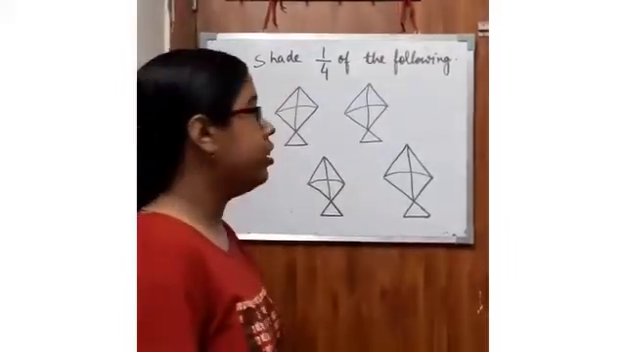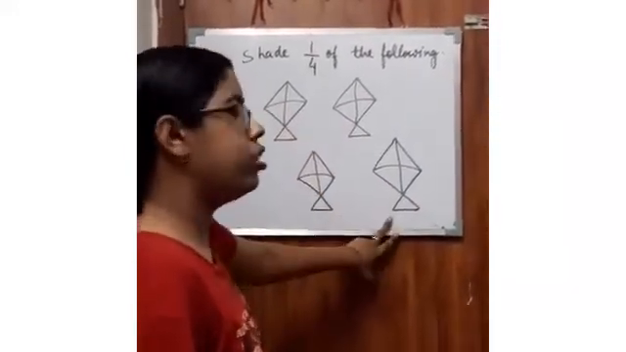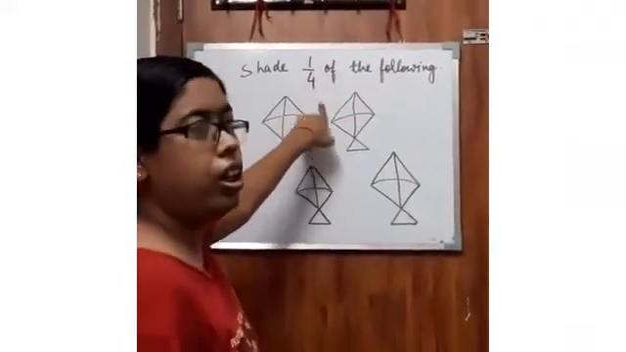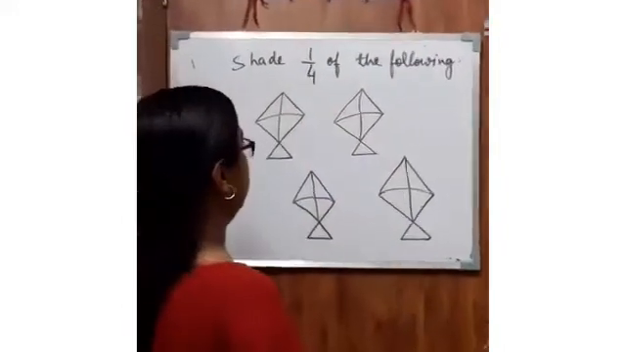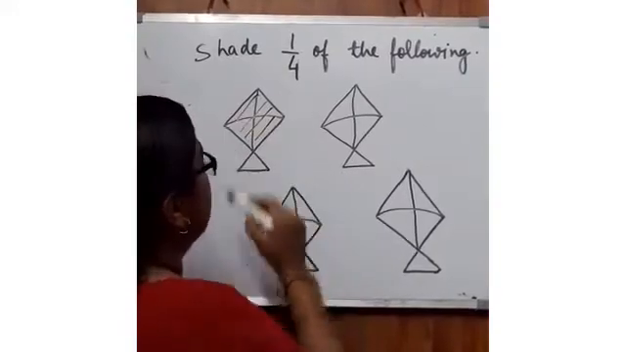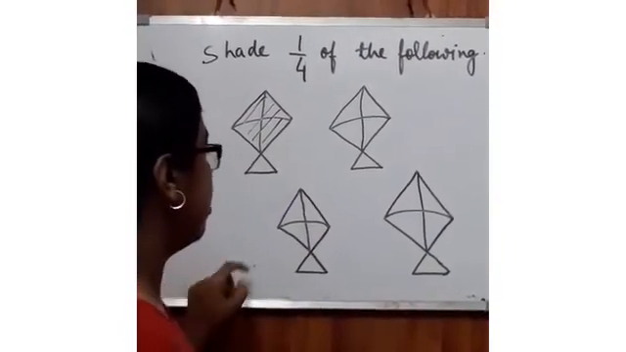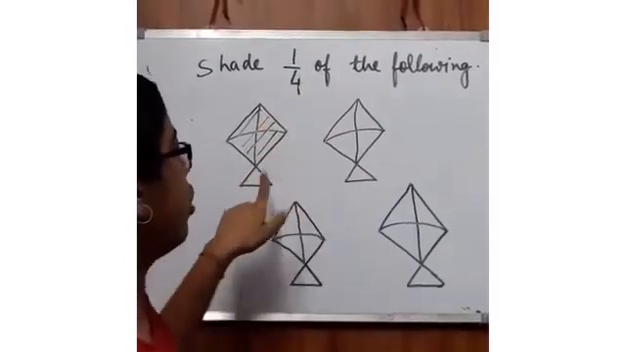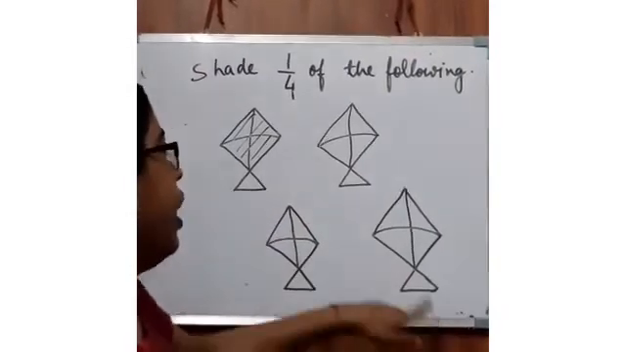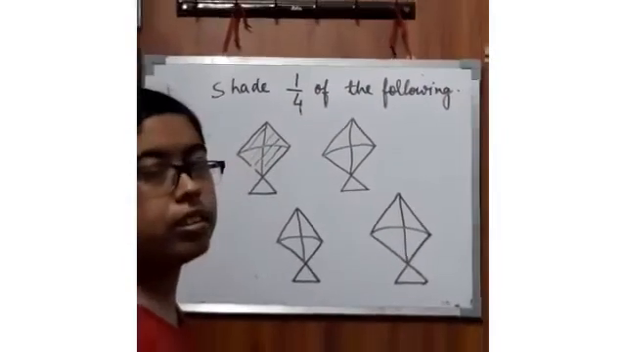Of the following. So, how many kites are there? 1, 2, 3, 4. And how many do I have to take? 1 out of 4. One kite. 4 means 4 equal groups: 1 in this group, 1 in this group, 1 in this group and 1 in this group. Shade 1 out of 4. So, 1 kite is shaded.